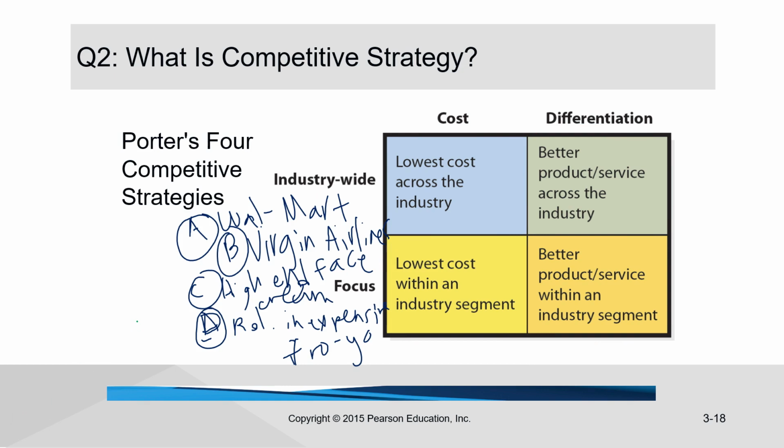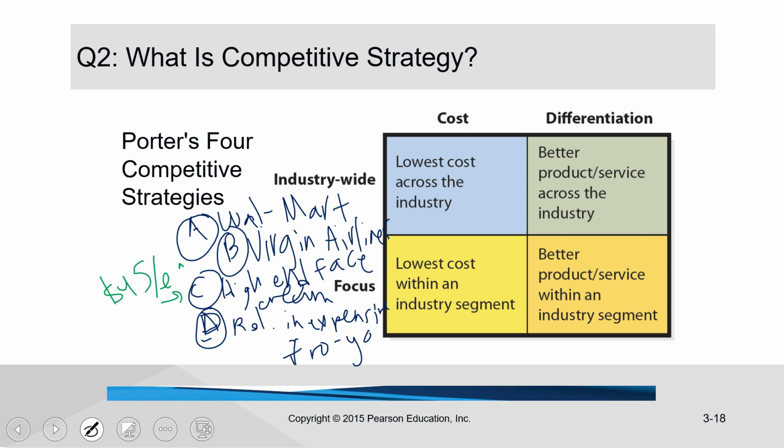So let's see if we can categorize the competitive strategy of A, Walmart, B, Virgin Airlines, C, a high-end face cream that's uniquely formulated with anti-aging properties targeted at women above the age of 40 and costs about $45 a bottle, and D, a new line of organic frozen yogurt with relatively low prices.